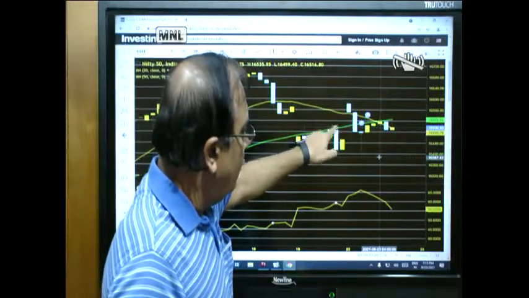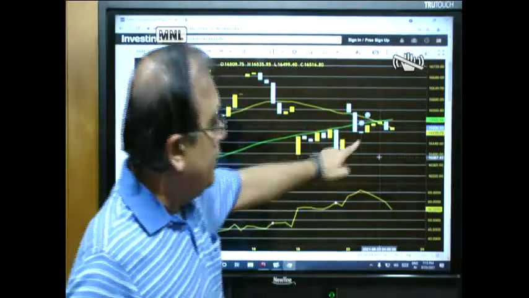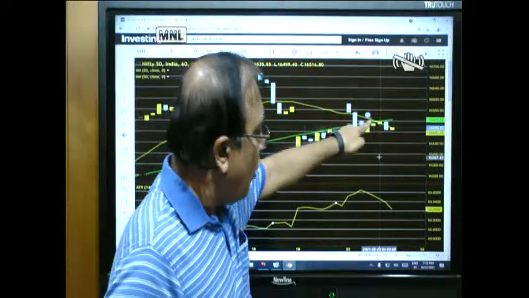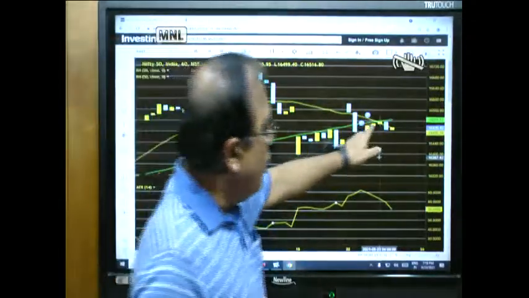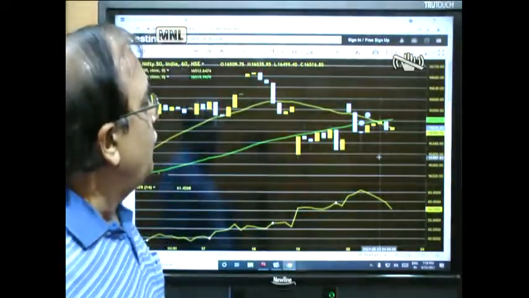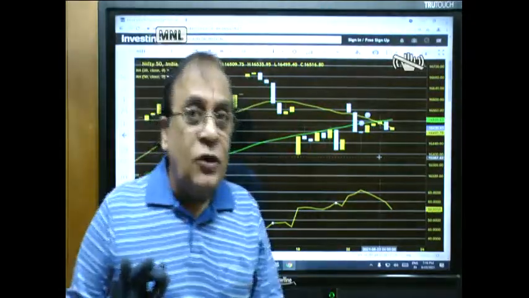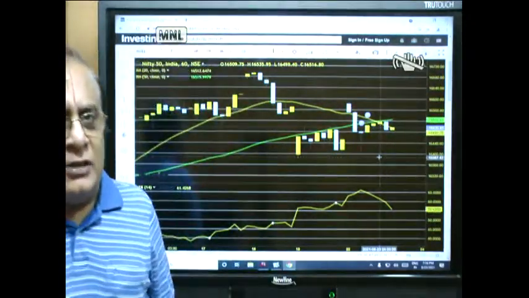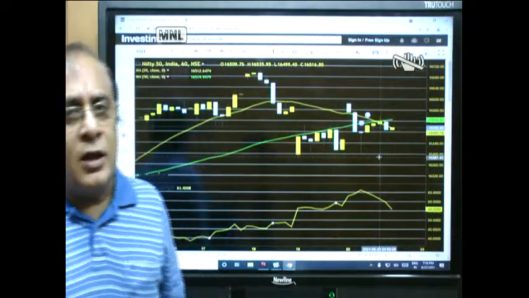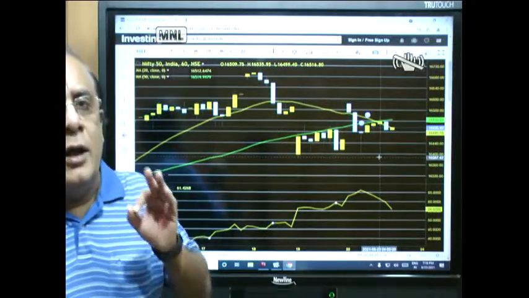So compared to this top, this one is higher. But this top compared to the previous top is lower. So that means you could have gone short below this particular level, which is 16,499, keeping 16,535 as the top. That is 36 points. That is what the normal range is. So that's the normal range that is comfortable to trade.